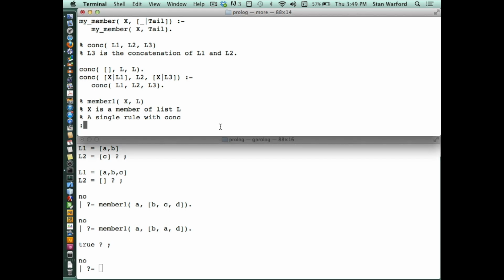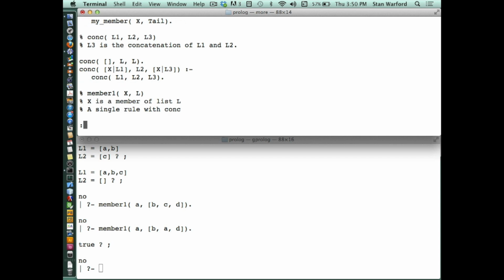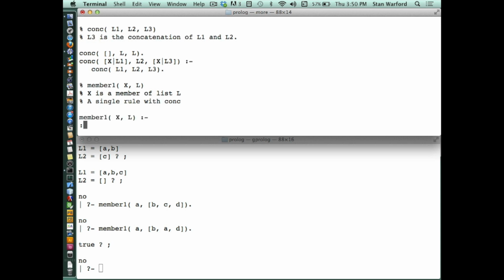A rule has an if, right? A fact doesn't, but this is a single rule. Okay, so X is a member of list L, a single rule with conc. Can we do that? Does anyone want to hazard how to do that? Let me give you the first part. Member1(X, L), if what? When is X a member of L? If you can concatenate what to give what?